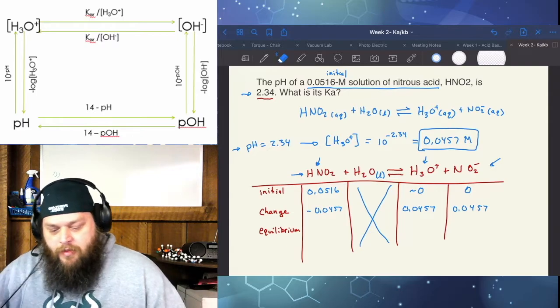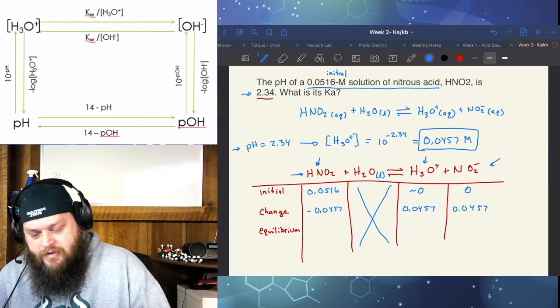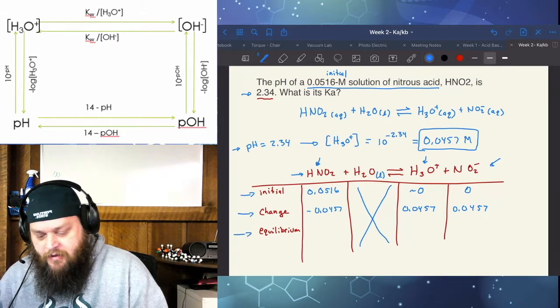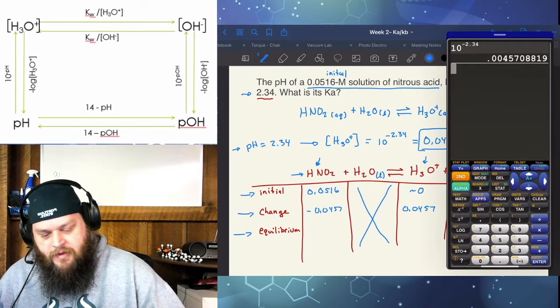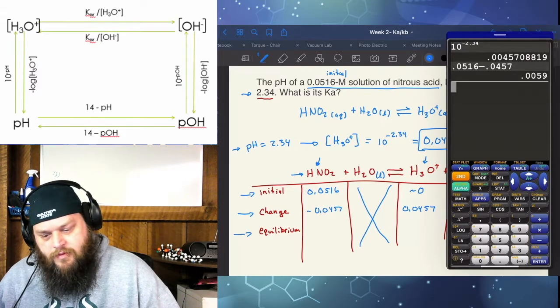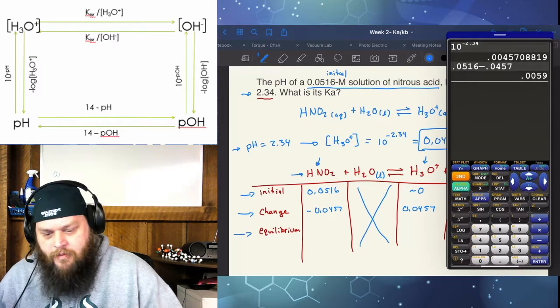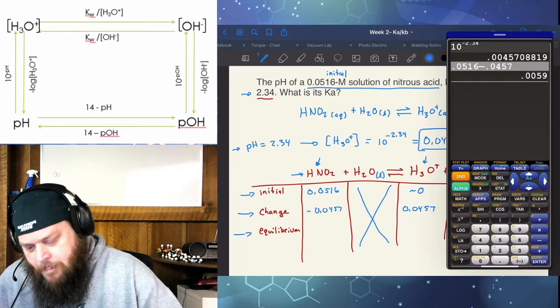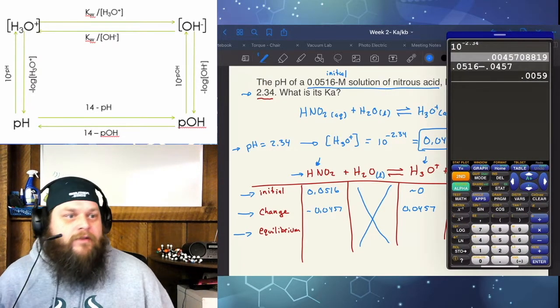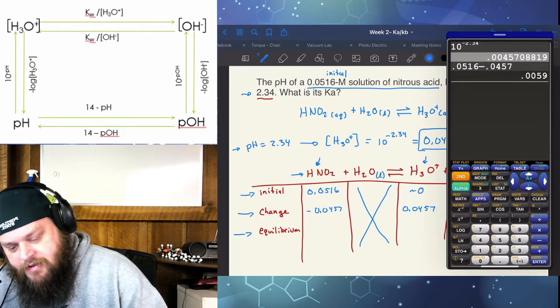So then at equilibrium, we can just add these values up. So if we took 0.0516, our initial, and we subtract from that our change, we should find our equilibrium value in this case. 0.0516 minus 0.0457 is, did I type that in right? I did. Oh, there's an extra 0. I forgot an extra 0 there. So I should have an extra 0 in everything.